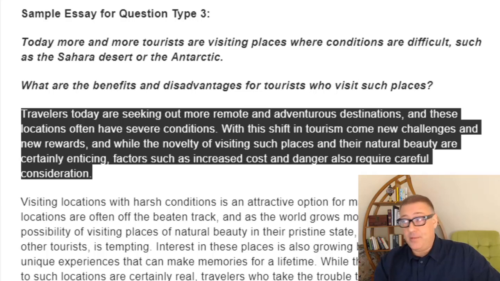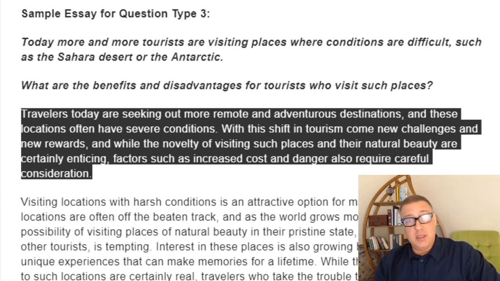So again, I've gone into quite a lot of detail here. With this shift in tourism come new challenges and new rewards. So these are new challenges, disadvantages, new rewards, advantages. While the novelty of visiting such places and their natural beauty are certainly enticing. So that's what I'm going to talk about. You can expect when you get to the body paragraphs, I'm going to talk about the novelty or the unique experience of visiting a place like that and the natural beauty that you would find in a place like that. So those are my advantages. Factors such as increased cost and danger also require careful consideration. So that tells you that I'm going to talk about increased cost and danger. Those are my disadvantages that I'm going to mention.